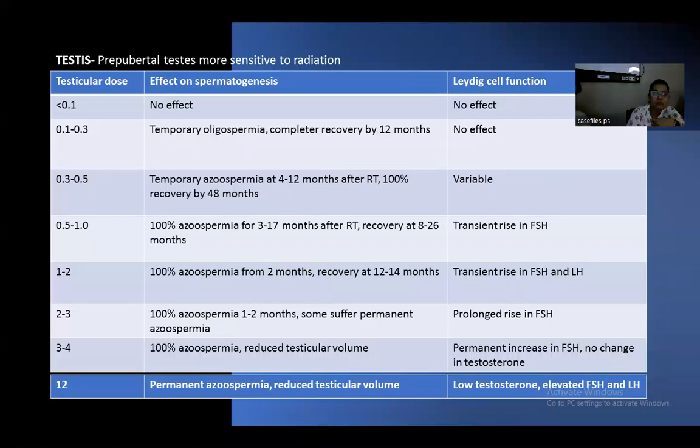Accordingly, as the radiation dose is increased, it can lead to azoospermia and reduced testicular volume. And for Leydig cell function, it can lead to permanent increase in FSH and no change in testosterone.